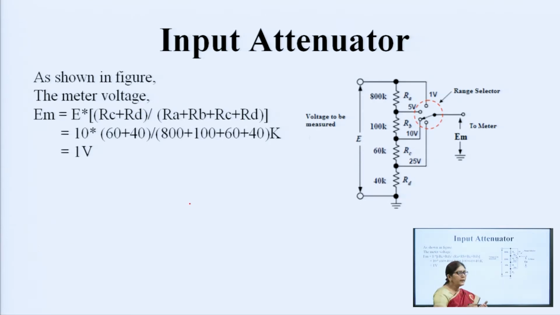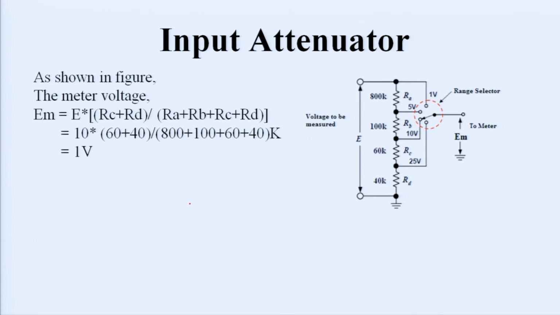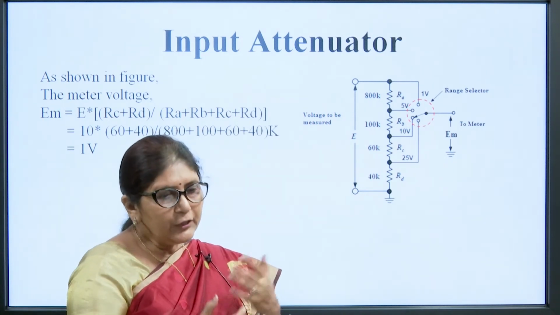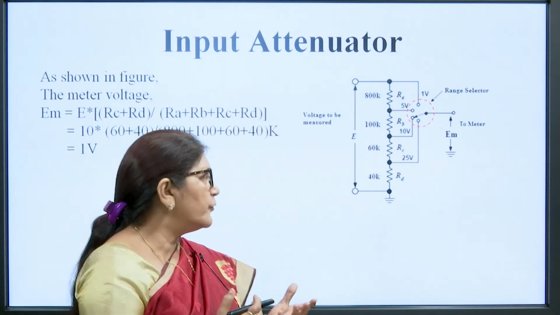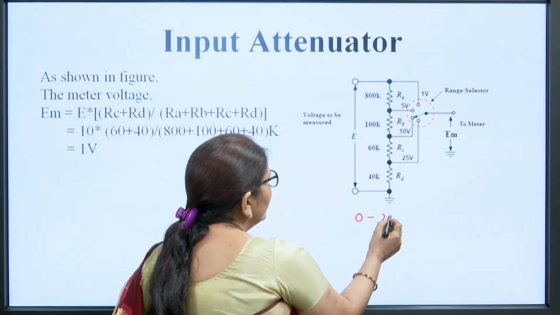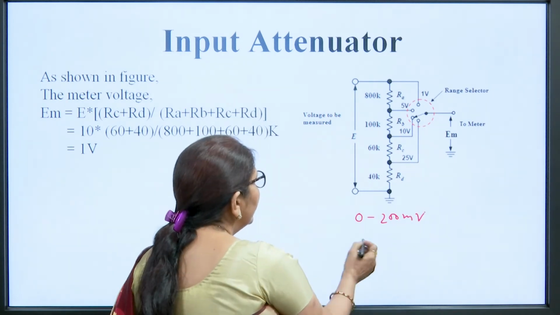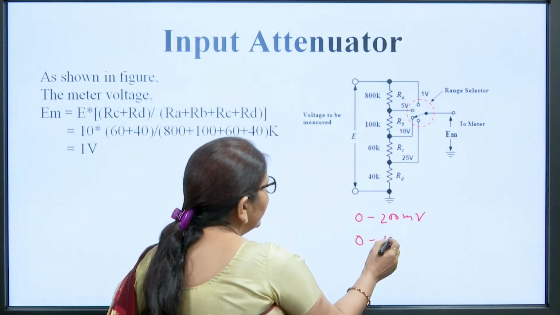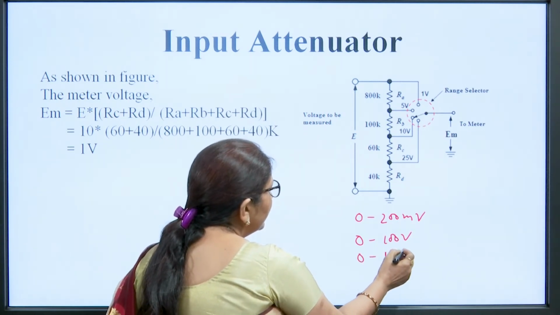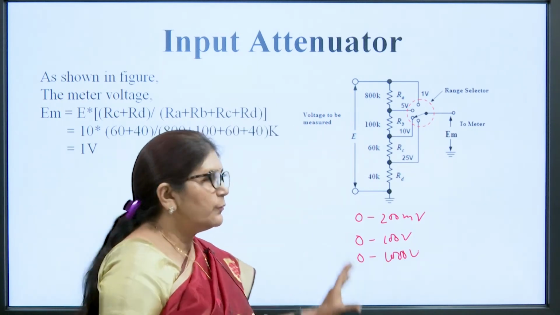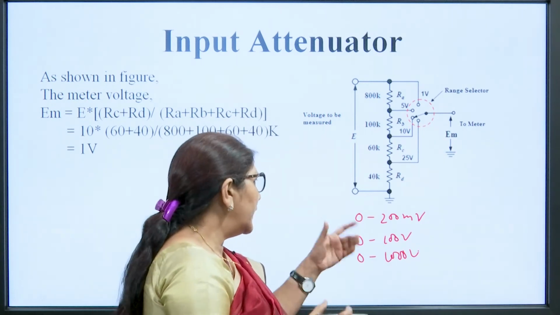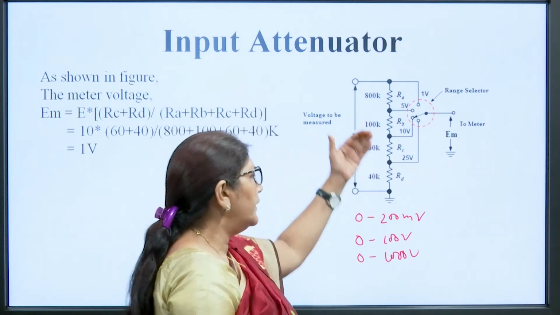Now, that was the meter that we can use for a single voltage. If we want to increase the range of voltages, suppose we want to measure from 0 to 200 millivolt, then a second range that should be 0 to 100 volt, or a third range 0 to 1000 volt. So, if we want to convert this electronic voltmeter into a multi range meter, then we will use an attenuator.